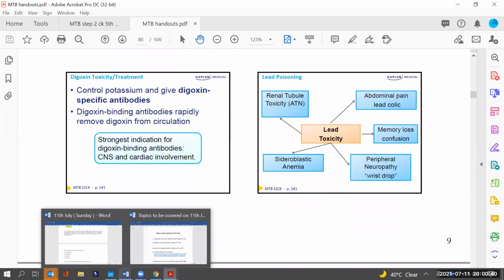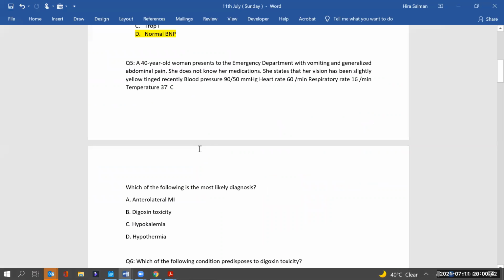So let's go to the question. Here the question says a 40-year-old woman presents to the emergency department with vomiting and generalized abdominal pain. So we'll look for the age of the patient, where the patient is presenting to the emergency department, what the symptoms are: vomiting, generalized abdominal pain. She does not know her medications.